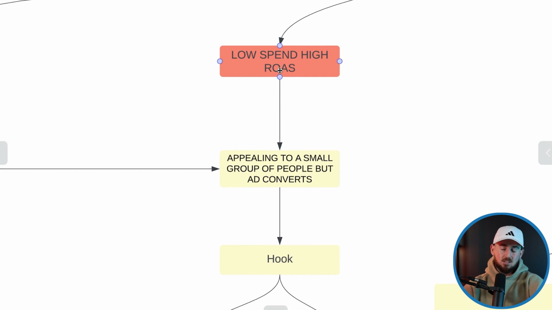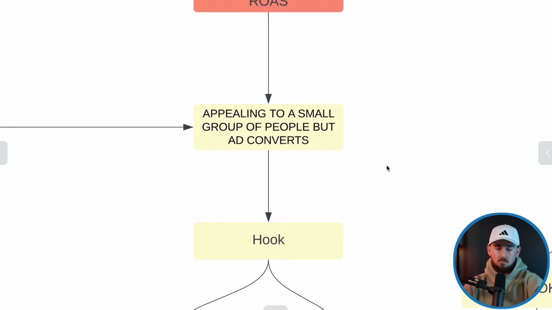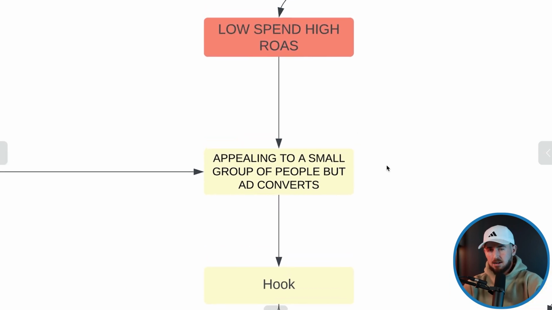So if your ad has low ad spend and high ROAS, what do you do next? Well, first off, what does this mean? This means that you are appealing to a small group of people, but the ad converts. Now, why does your ad appeal to a small group of people? This could be because your ad's more meant for retargeting, the type of hook you used is more meant for retargeting, or B, you went after a very, very small niche.